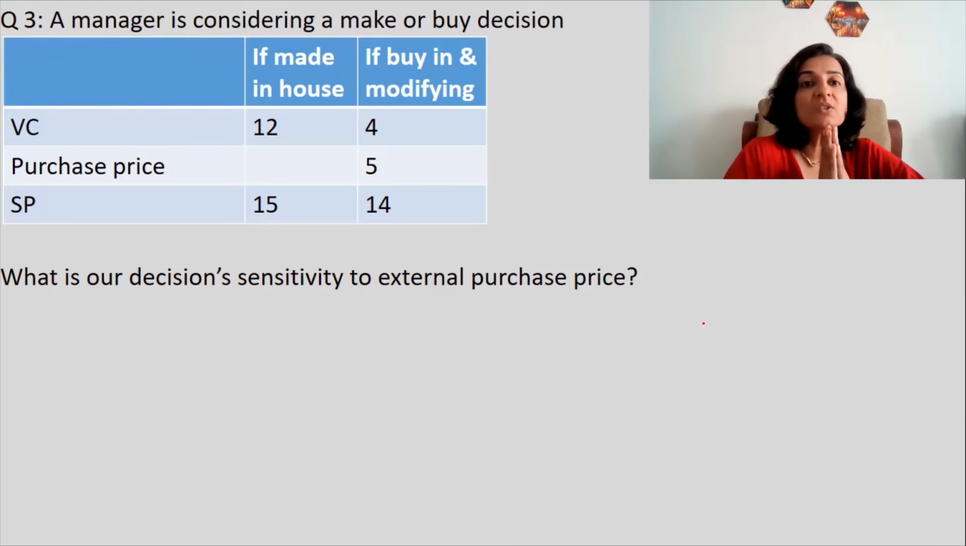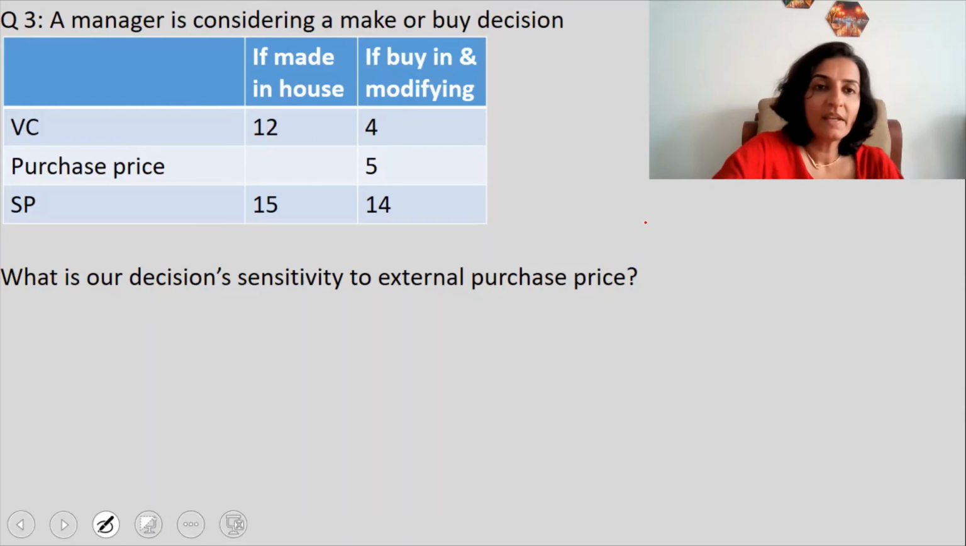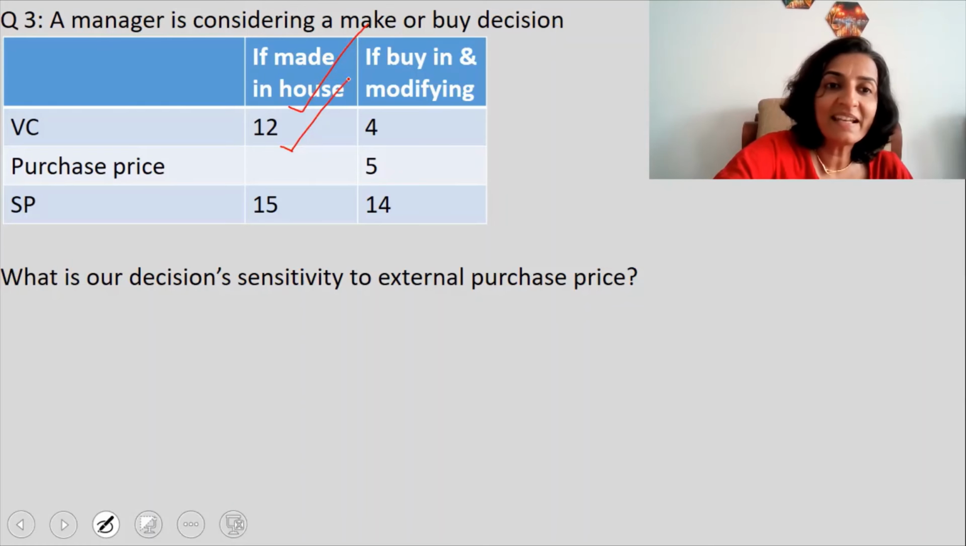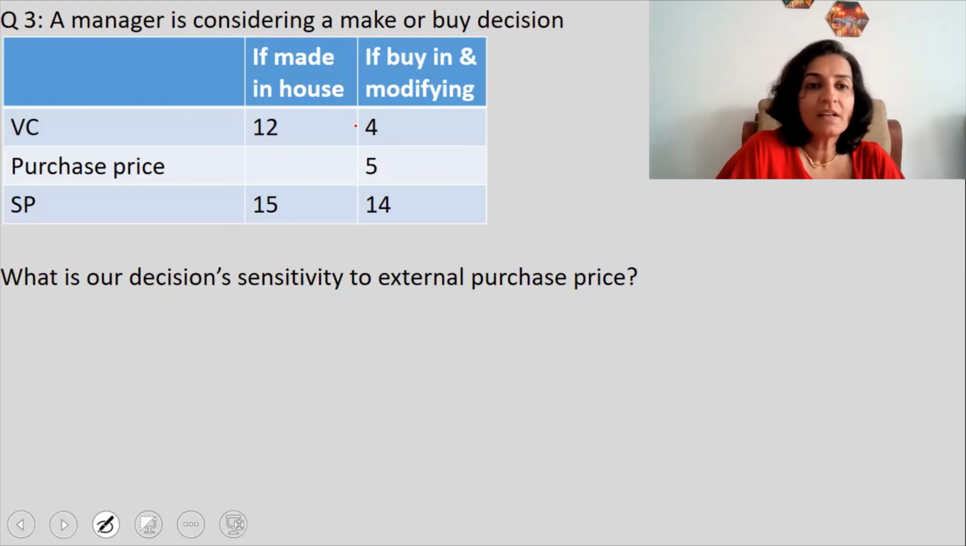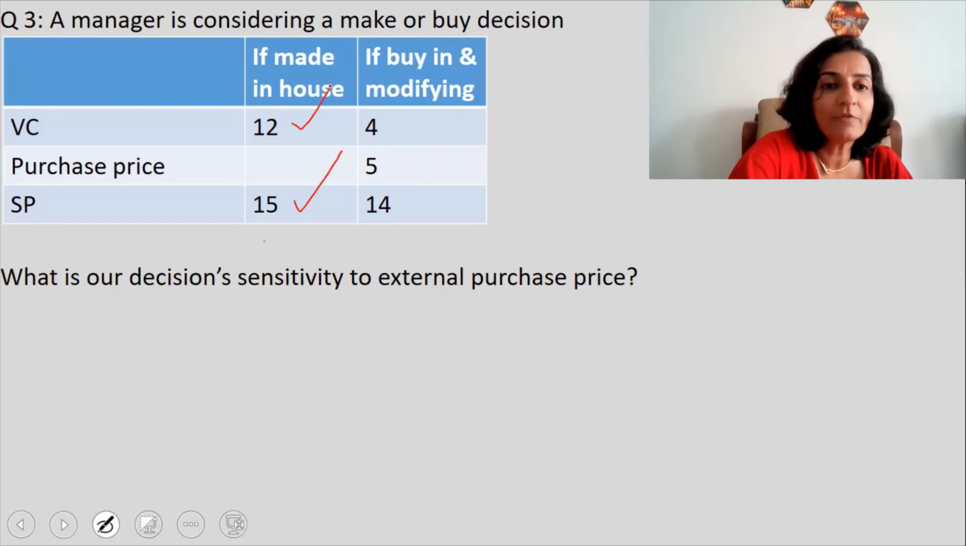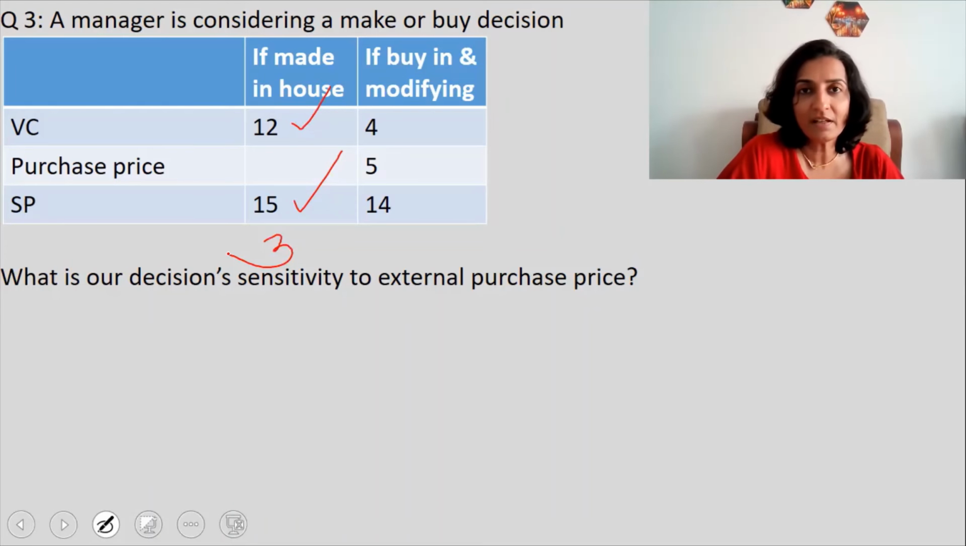A manager is considering a make or buy decision. A make or buy decision means whether to make the raw material or to buy the raw material from outside. If the raw materials are made in-house, then the variable cost is $12 per unit, and the ultimate selling price that you get for the final product is $15. So what is the contribution that you get? It is 15 minus 12, or $3 per unit, correct? If you're making the raw materials in-house.